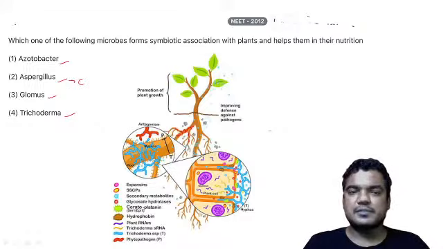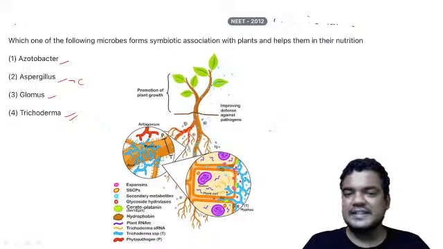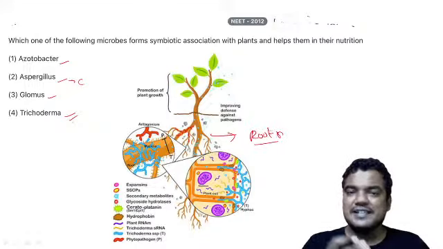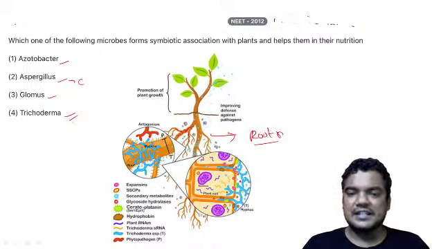Aspergillus niger produces citric acid, and Azotobacter is helpful for fixing nitrogen. And coming to Glomus, it forms a symbiotic association with the roots of the plants. You can see here the roots of the plants, and the plant and this fungus both have a symbiotic association. In this, the plant gets some benefit out of this association, and the microbe also gets some benefit from this symbiotic association.